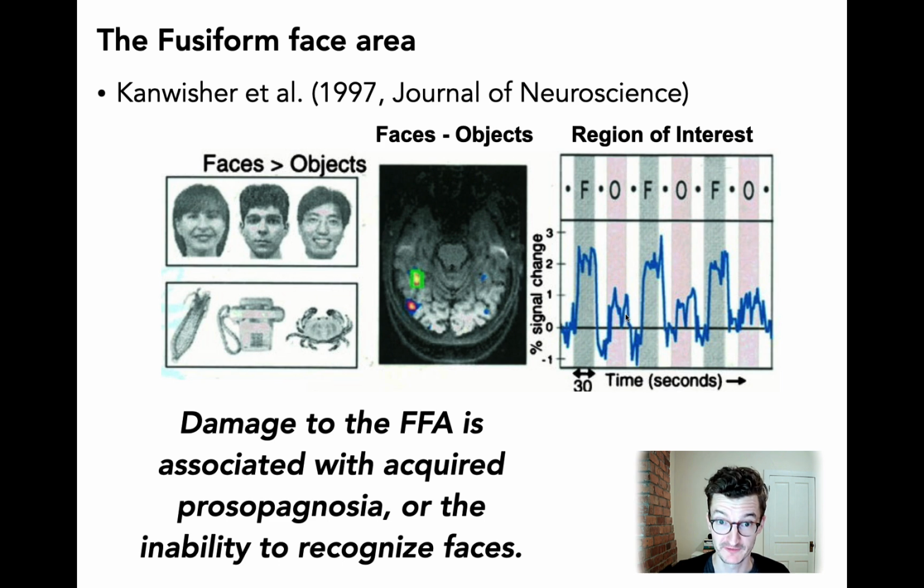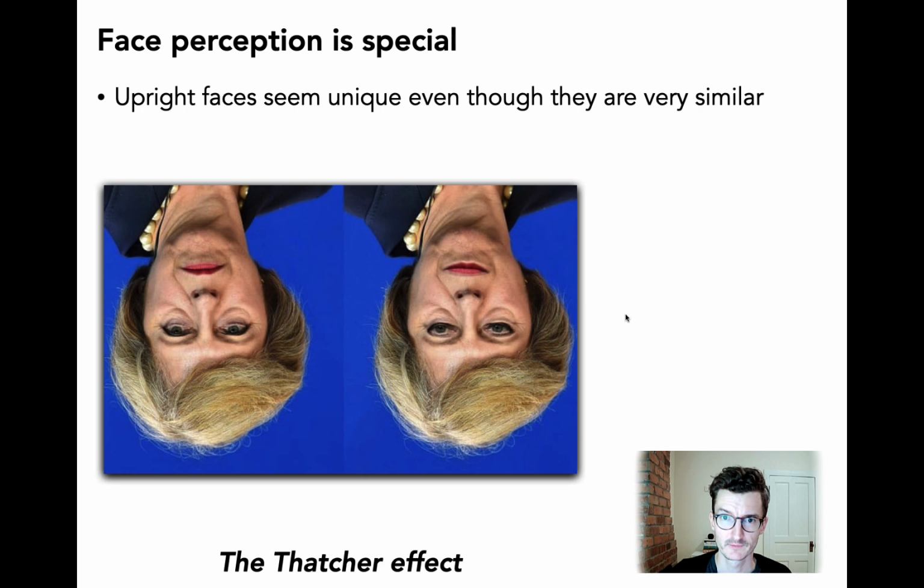Now, the fusiform face area is kind of controversial because it suggests that the brain has highly specialized modules or processing units that do one thing. The suggestion here is that we have one brain area responsible for face perception. Does that make sense? Well, face perception is something that's kind of special.